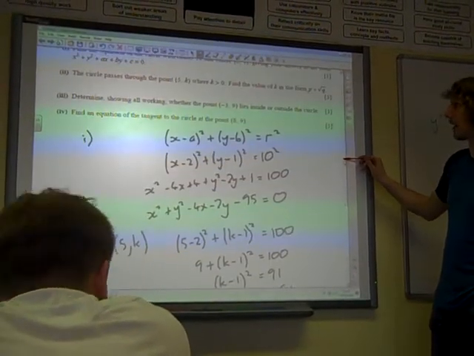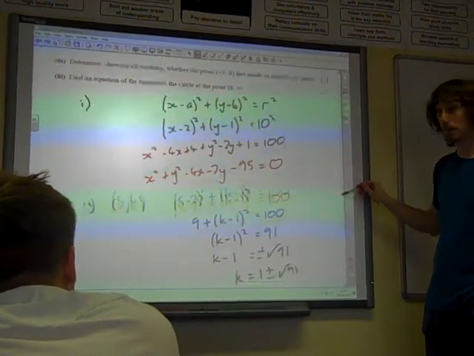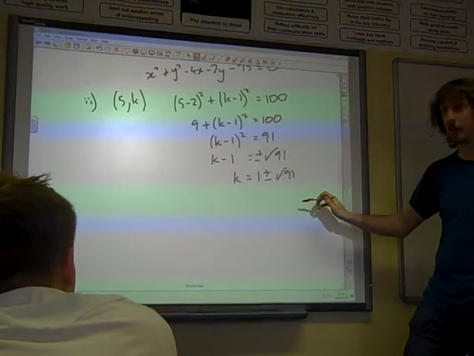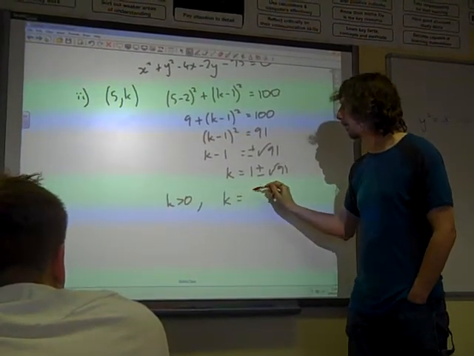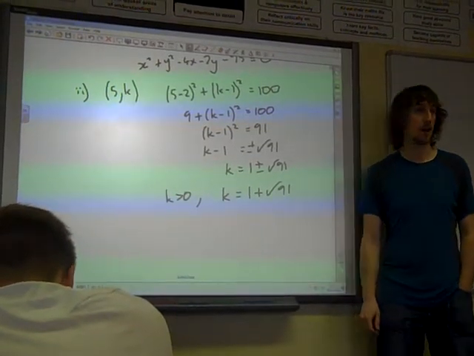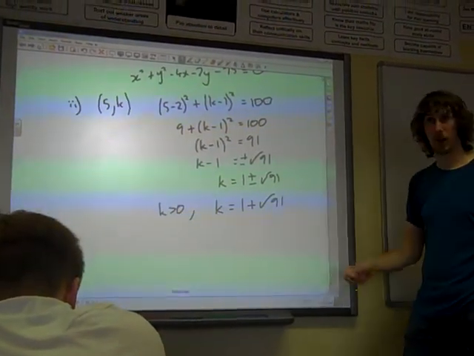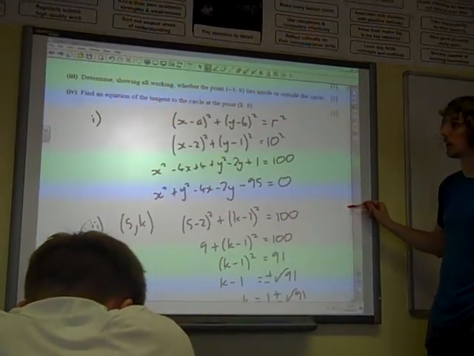And we had to write it in the form p plus root q. It did say that k was bigger than 0, so it can't be the minus root 91 bit. So k must be 1 plus the square root of 91, and there we are, done. I'm not liking that number, so I'm hoping that we don't have to use k anymore in this question.